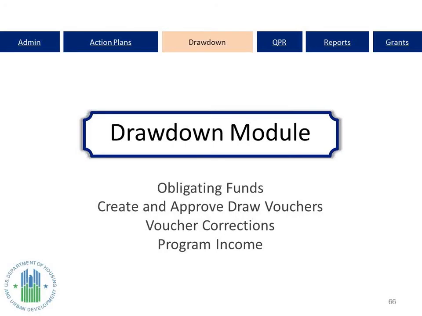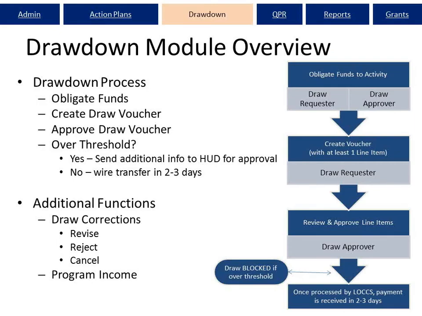Okay, so the drawdown module, this is the fun part. How do you get your money? There are some basic steps in doing draws. And again, we mentioned that in order to do obligations, you have to have one of the draw roles. Even if you're not going to do draws, you have to have a draw role to do obligations.